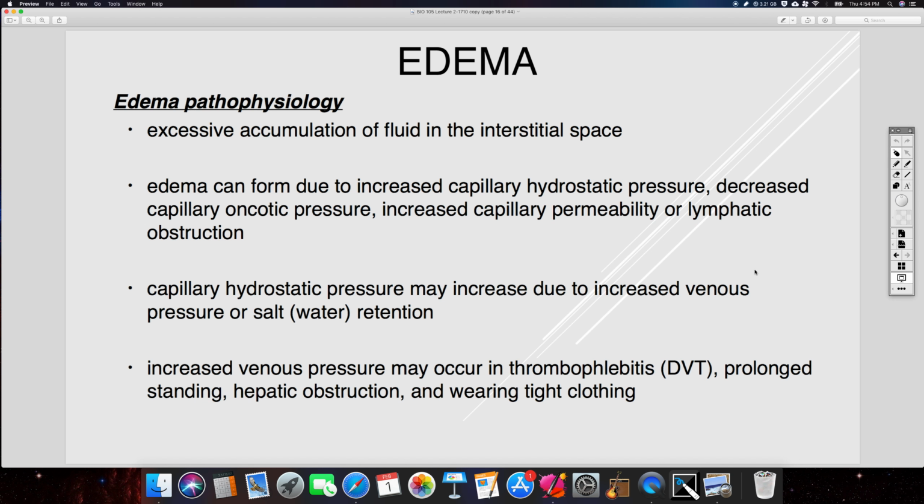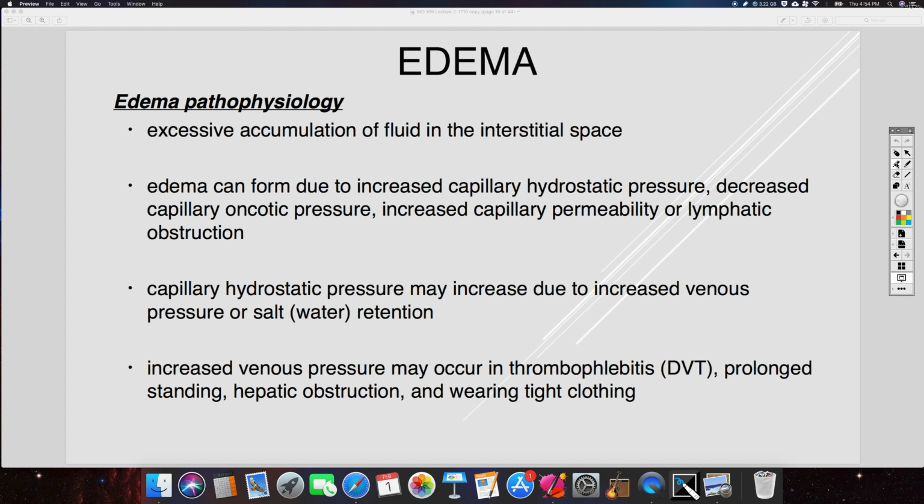Okay, then we talked about edema. So this is excessive accumulation of fluid in the interstitial space. So that's an important part. This is fluid that's accumulating in the interstitial space, not inside the cells. Now, this can be due to a number of factors, one being capillary hydrostatic pressure increases or decreases in capillary oncotic pressure, obstruction of the lymphatics, that's called lymphedema, or increased capillary permeability, which we see in inflammation.